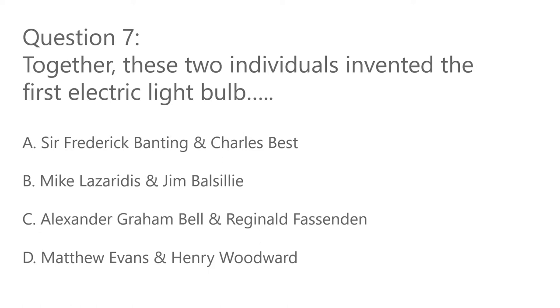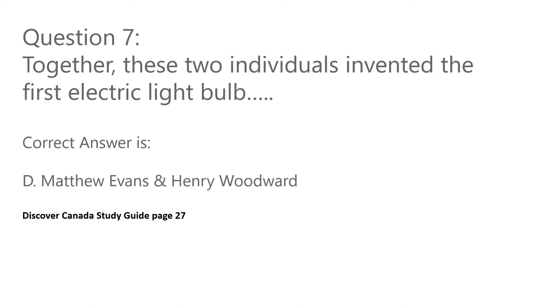Question 7. Together, these two individuals invented the first electric light bulb. A. Sir Frederick Banting and Charles Best. B. Mike Lazaridis and Jim Balsillie. C. Alexander Graham Bell and Reginald Fessenden. D. Matthew Evans and Henry Woodward. Correct answer is D. Matthew Evans and Henry Woodward. Discover Canada Study Guide, page 27.